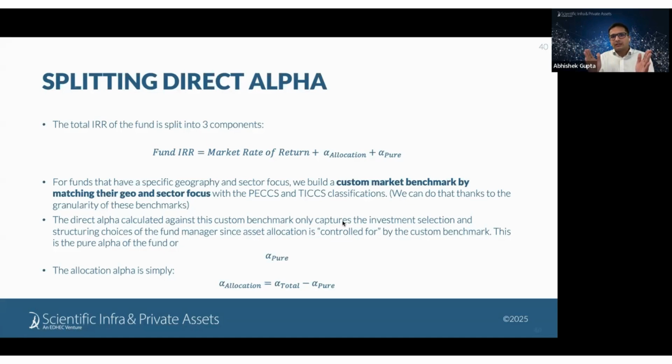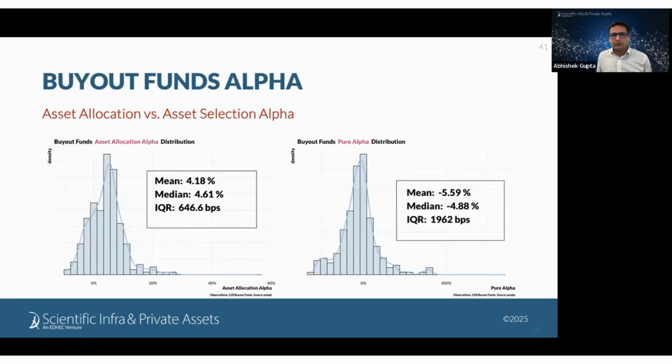So the alpha that you get by this exercise only captures the investment selection and structuring decisions, right? So the timing of the cash flows, because asset allocation is now controlled in this benchmark. This is what we call pure alpha. And allocation alpha is basically the difference between the total alpha that we get against the whole asset class and the pure alpha that we get against this custom benchmark. So, a simple concept, and we have tried to isolate these sources of alpha in this way.